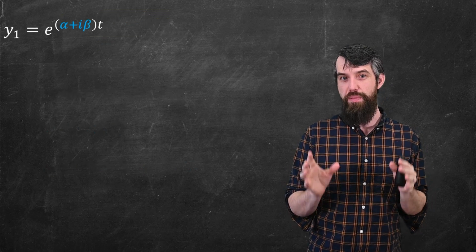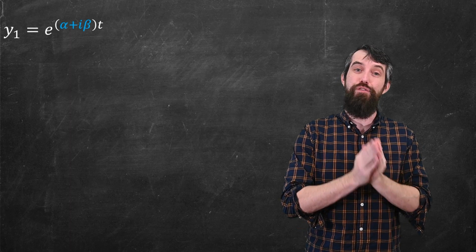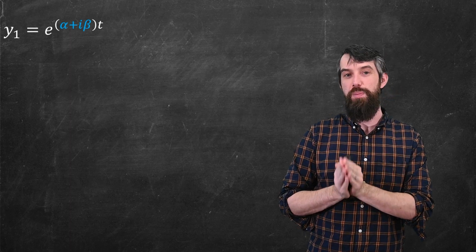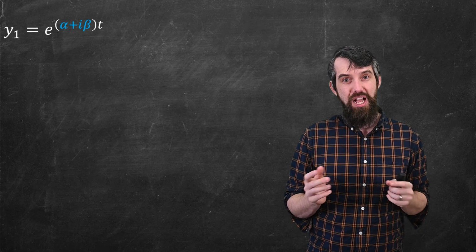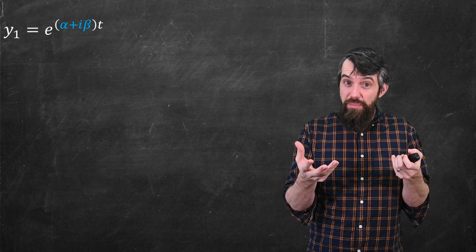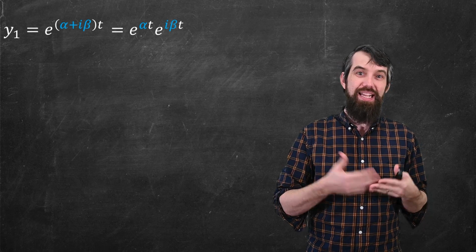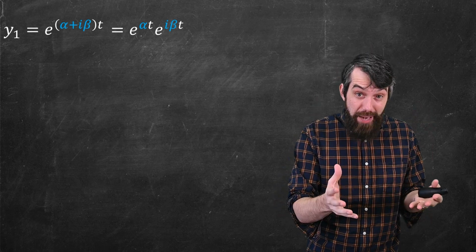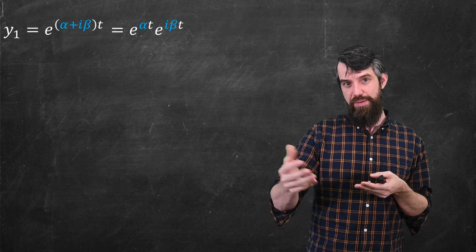So let's just zoom in on one of these first. I'll do the e to the alpha plus i beta multiplied by t. Now, the first thing I'll do is just a little trick of exponents. I have a sum in the exponent, and that's the same thing as just multiplying the base. e to the alpha times t multiplied by e to the i beta times t.